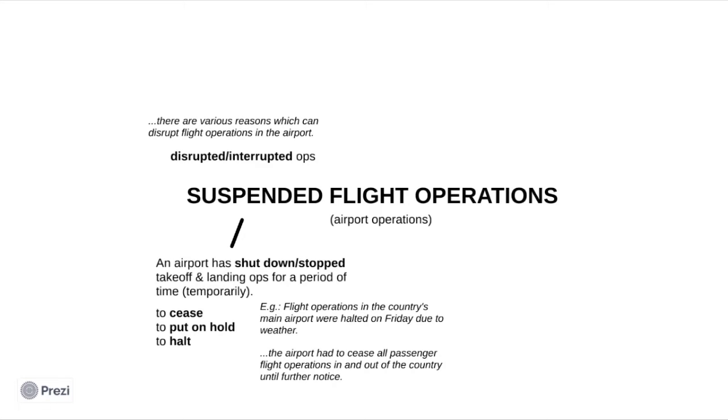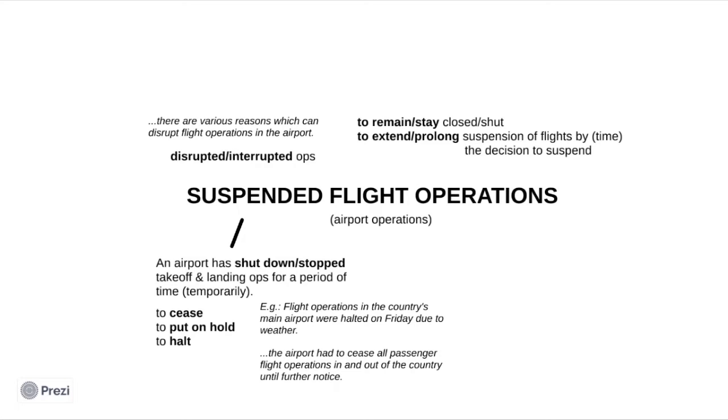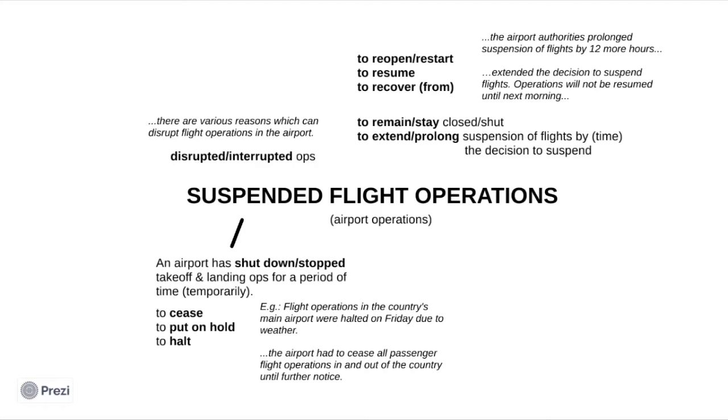Okay? If the situation with suspension continues, we can say the airport remained closed, say for hours, or use verbs like to extend or to prolong suspension. When things get back to normal, we can use to reopen, to resume operations, or to recover from a disruption. As in, the airport authorities prolonged suspension of flights by 12 more hours, or extended the decision to suspend flights. Operations won't be resumed until next morning.